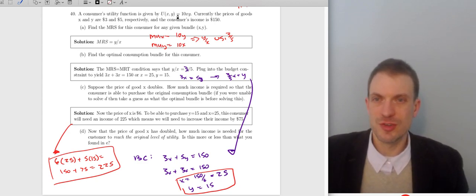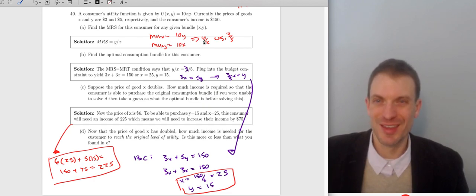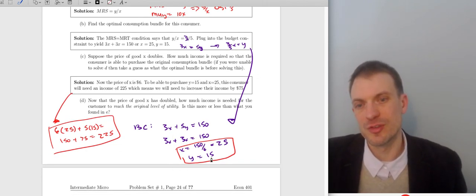The consumer's utility function is given by 10xy. Currently, the prices of the goods are 3 and 5. Income is 150. Find the MRS. All right, well, this is Cobb-Douglas demand, so the MRS is going to be MUX over MUY, which is y over x. Compare this to 3/5. Okay, substitute that into the budget constraint. That yields 3x plus 3x is 150, or x is 25, y is 15, right? And then substituting into the budget constraint to solve for y, that's this right here.